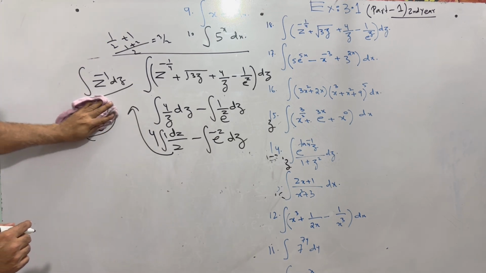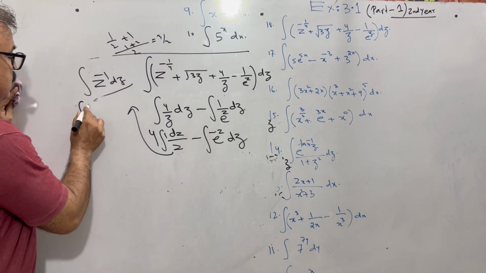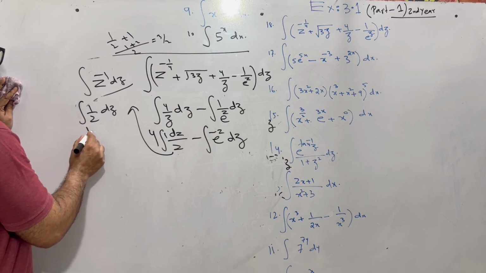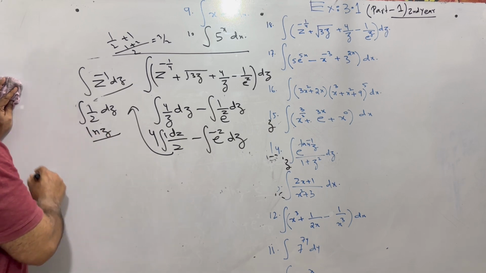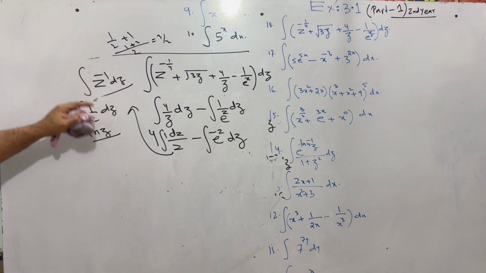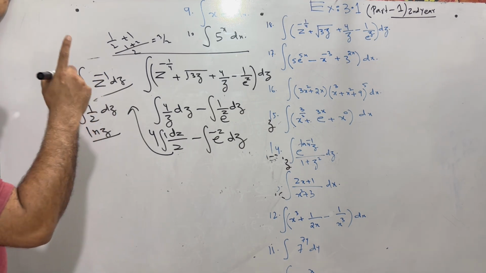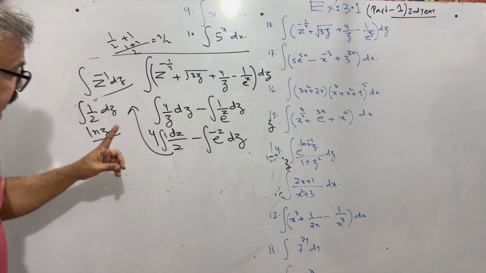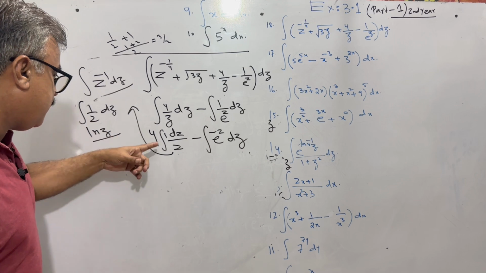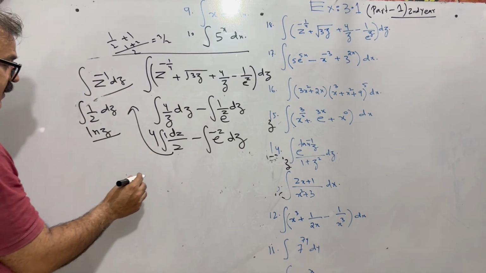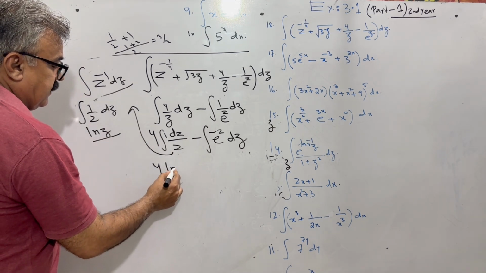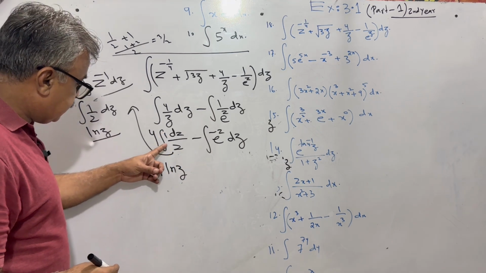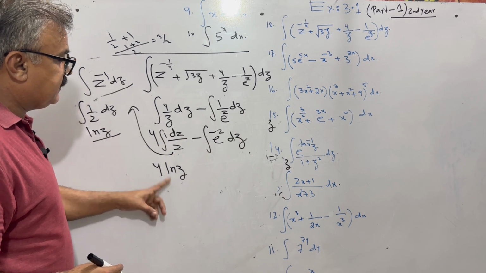Simply ask yourself, 1 over z is the differentiation of ln z. So the integration of 1 over z is ln z. Z raised minus 1 is the exception. Don't add 1 into it. Ask yourself, is it the derivative of something? 1 over z is the differentiation of ln z, so its integration is ln z.